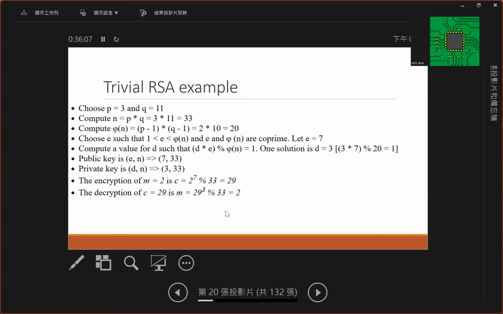And then just find a value d such that this equation is true. So one solution is d equal to 3 because 7 times 3 is 21. If you divide 21 by 20, you get a remainder of 1. So the public key, which everyone can see, is 7 and 33, and the private key is 3. This is okay. For example, let's say the message is 2. Then the ciphertext is just 2 to the power 7 mod 33, which is 29. And when Bob receives 29, you just compute 29 to the power 3 mod 33 and get 2.